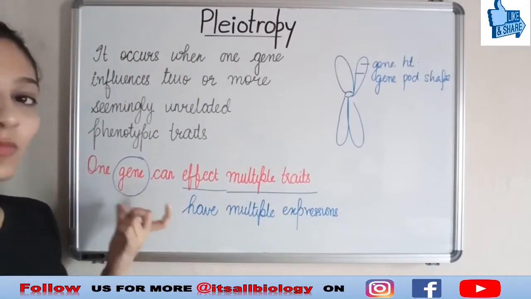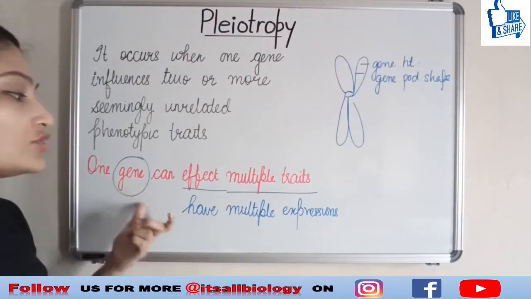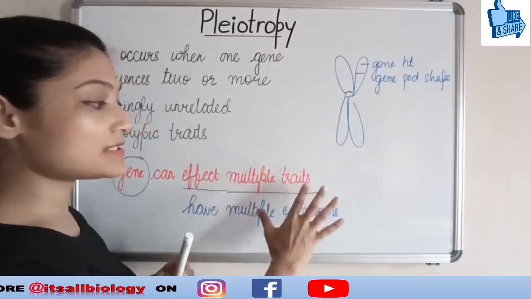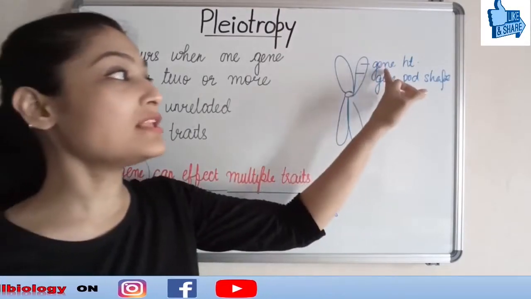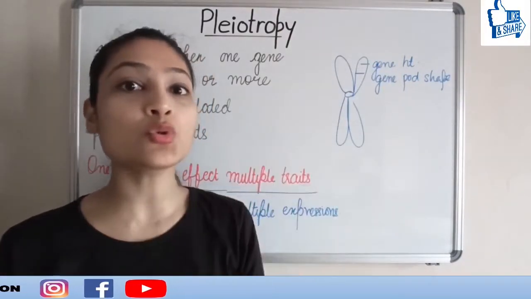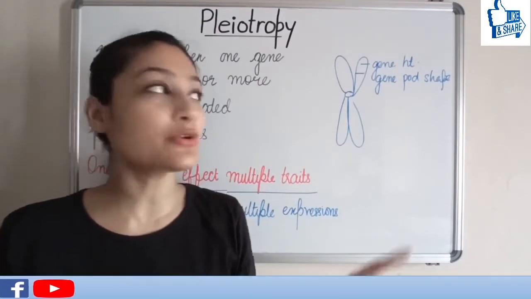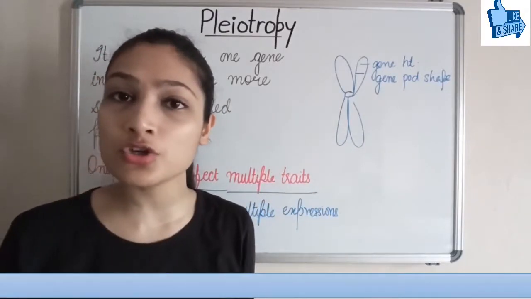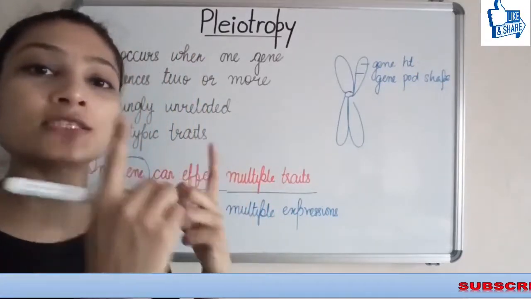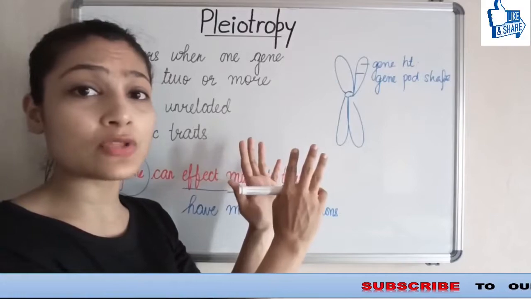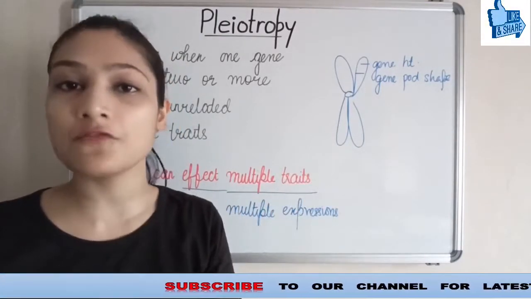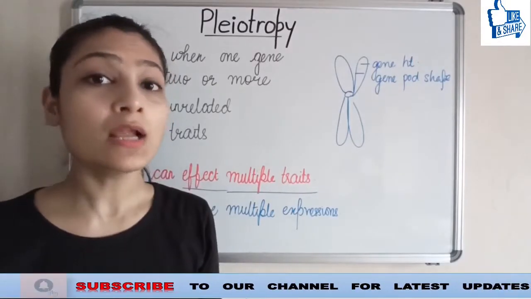Now one more thing I have written here, that one gene can affect multiple traits. This you have to remember, that one gene has the power to affect multiple traits. The gene for pod shape could be there, the gene for flower color could be there. So a single gene, this is just I'm giving you the example, okay? A single gene can show its effect on multiple traits.